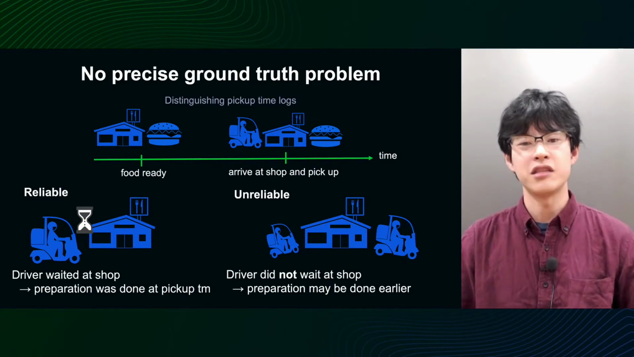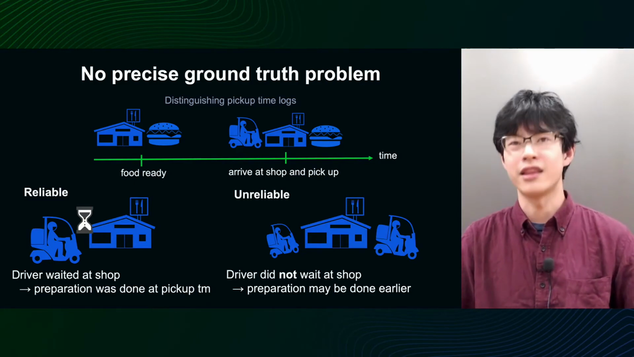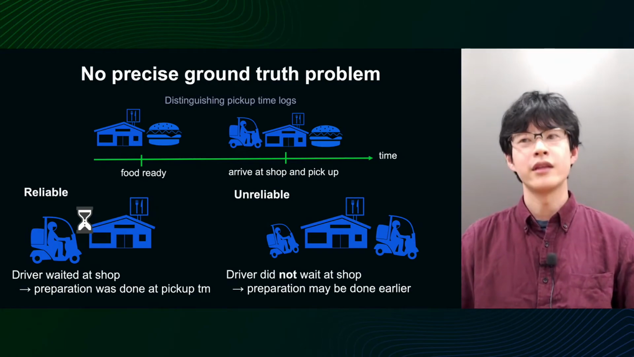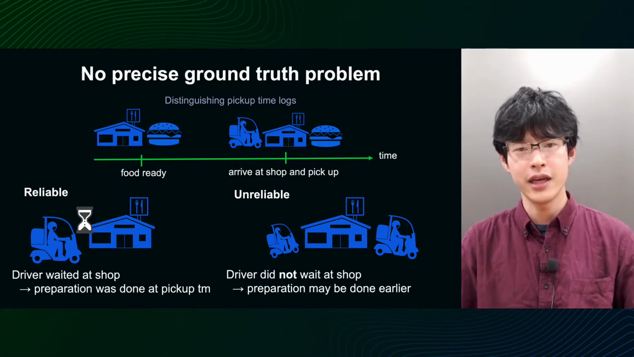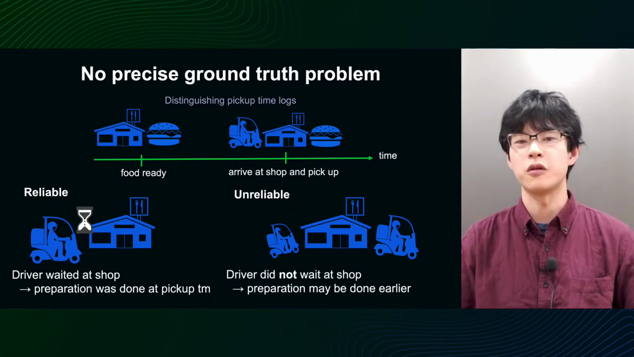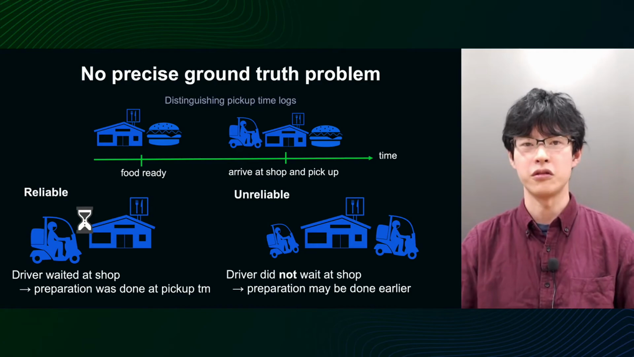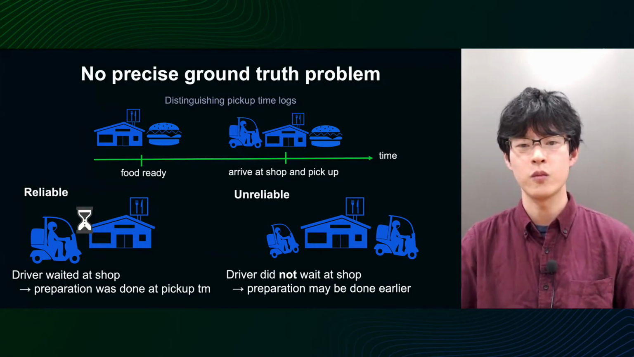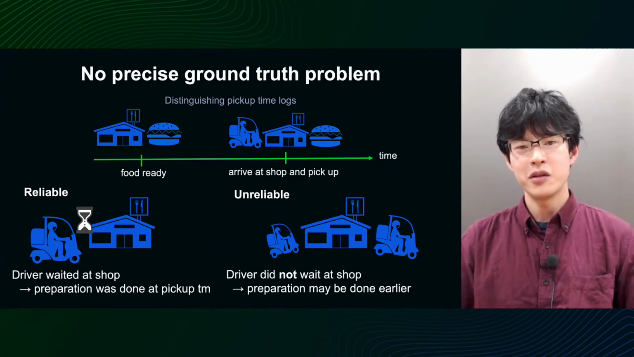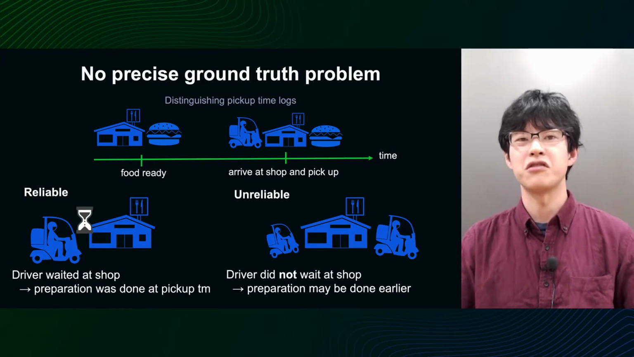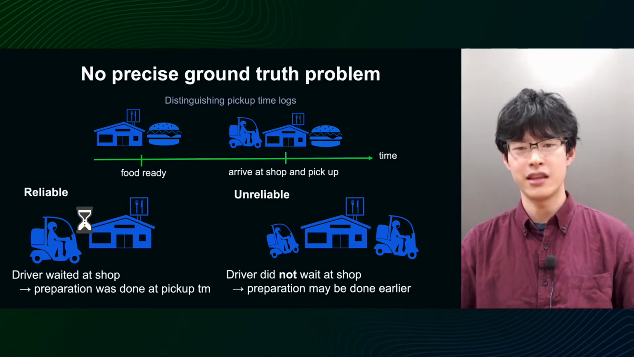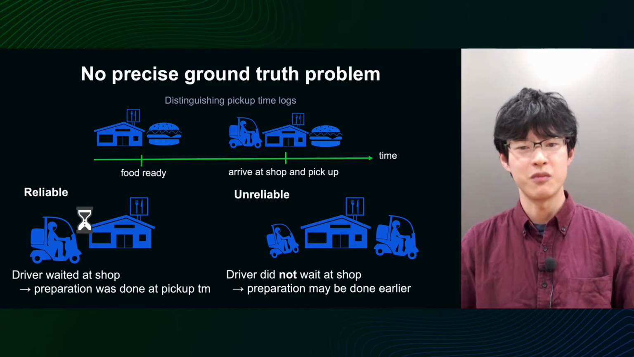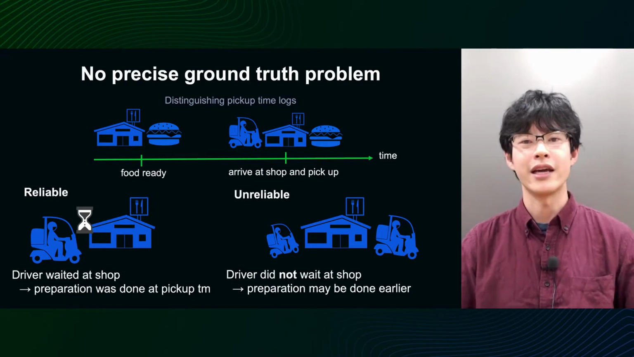On the other hand, in case 2, the driver picks up the food immediately after arriving at the restaurant. The food is ready before the driver arrives at the store, so the driver didn't have to wait to pick up. Therefore, the driver's pickup time is not reliable as the time the food is ready. It is possible to train and evaluate using only the data on the left-hand side, which is creditworthy, but we had a lot of data on the right-hand side as well, so we decided to use both.